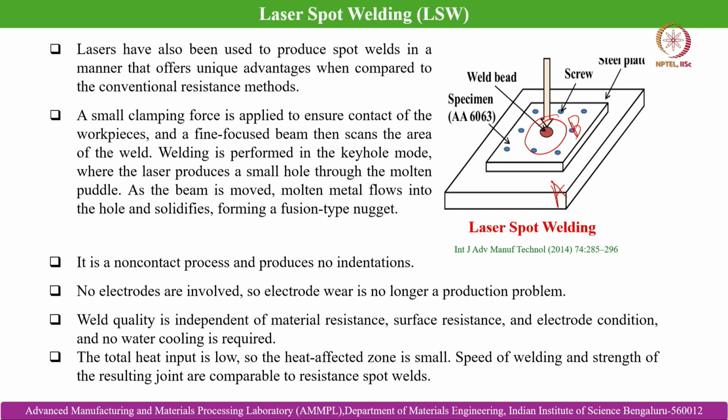So weld quality is independent of material resistance, surface resistance and electrode condition, and no water cooling is required in case of laser spot welding, and the total heat input is low. So the heat affected zone is small. Why is the total heat input low? Again because of its localized nature. It is not heating much of the rest of the workpiece material where the weld joint is not being made, and that is why the heat affected zone is smaller, and the microstructural and property related changes that generally happen in the heat affected zone in case of arc welding or gas welding processes are minimized in case of laser spot welding technique.